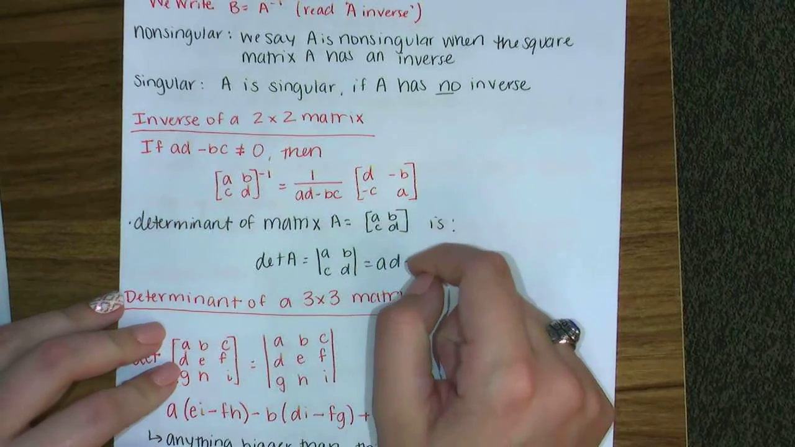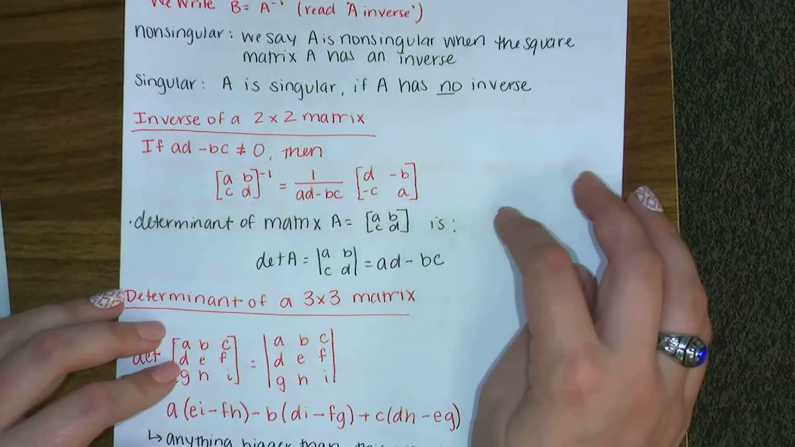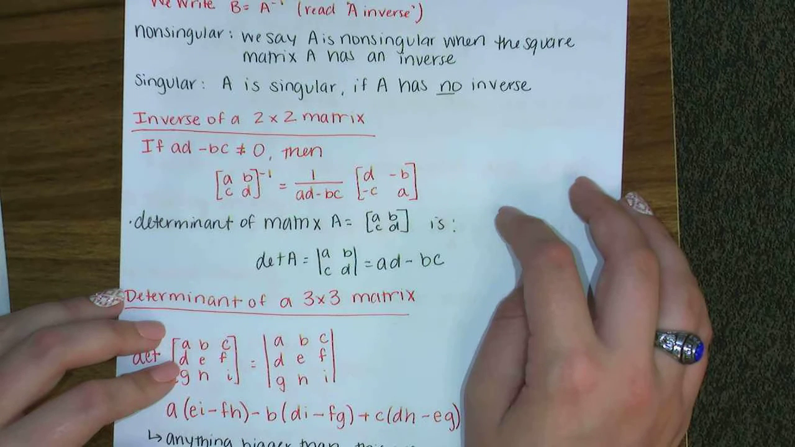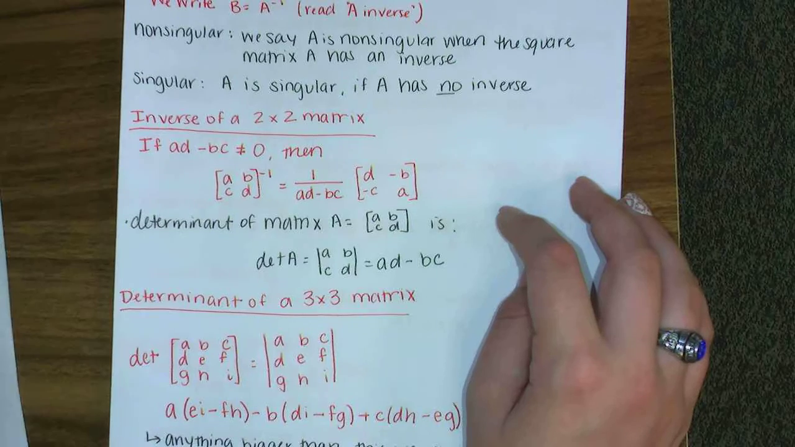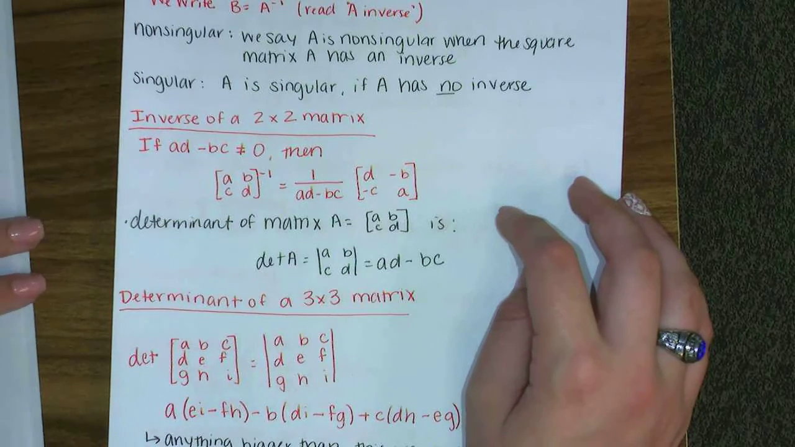Let's see, inverse of a 2 by 2 matrix. You can find the inverse of any square matrix. However, the only ones that you would be responsible to actually find the inverse for are 2 by 2 matrices. I'm not going to require you to do the other ones.